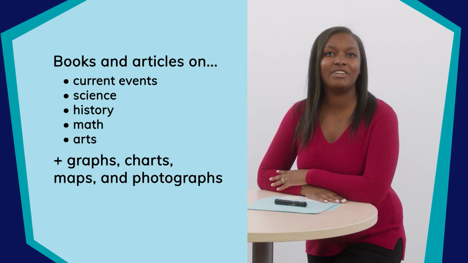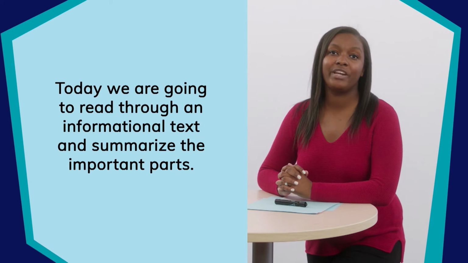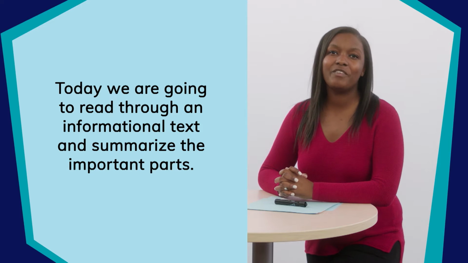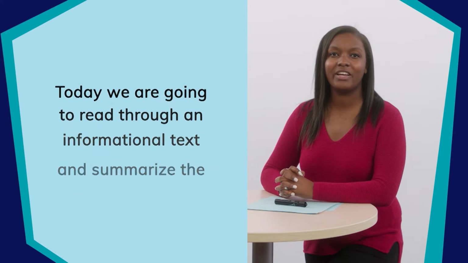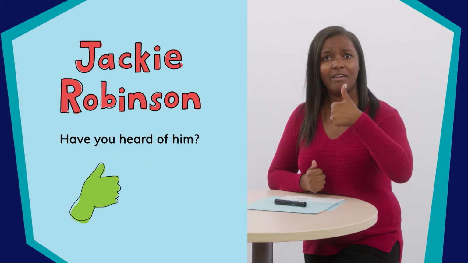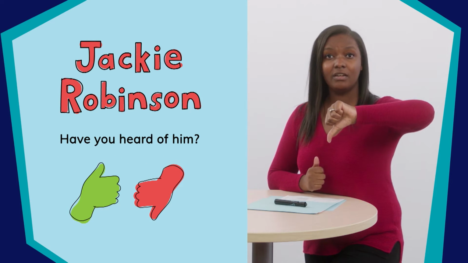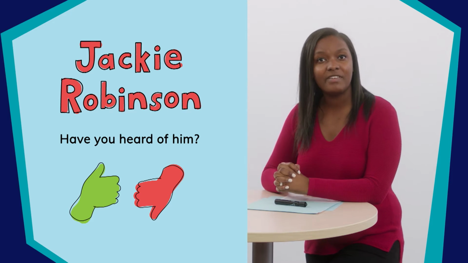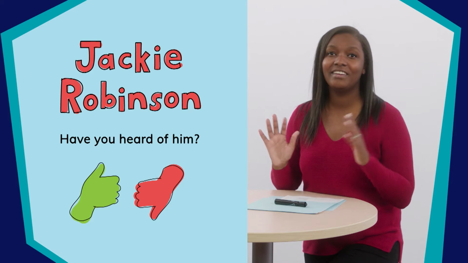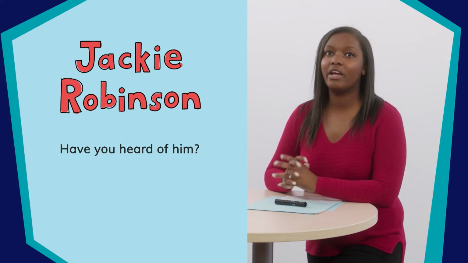And that's what we're going to be doing today by focusing on it as text detectives. So here we go. Today, we are going to read through an informational text and summarize the important parts. Our informational text is about a famous African-American athlete named Jackie Robinson. Have you heard of him? Give me a thumbs up if you have, or a thumbs down if you haven't. Okay, so I see that some of us have our thumbs up, thumbs down, so maybe some have heard of him, some have not. That's okay. Whether you have heard of him or not, you are in for a treat to learn more about him today.